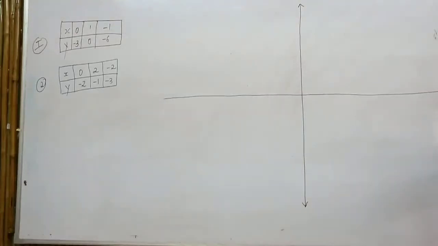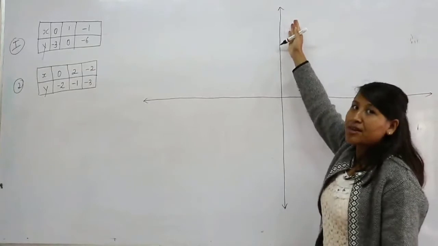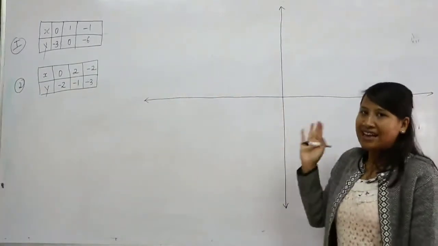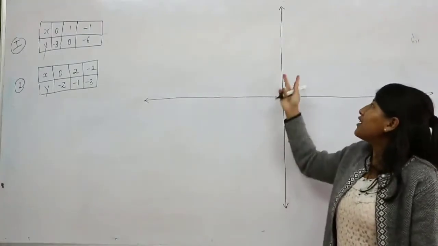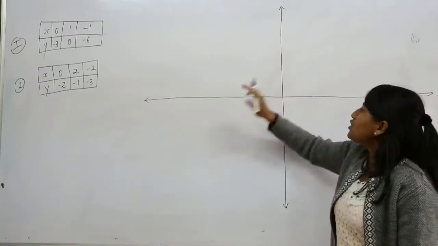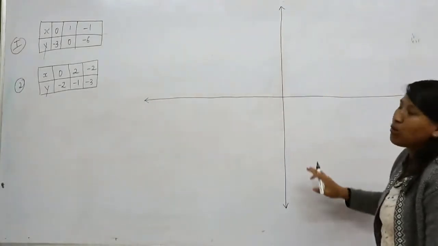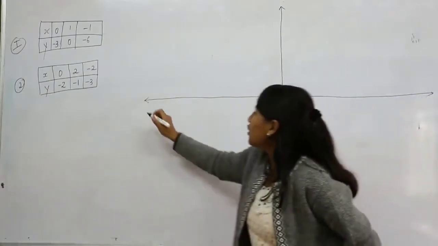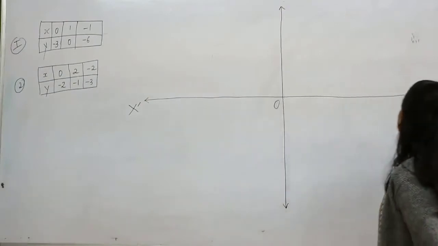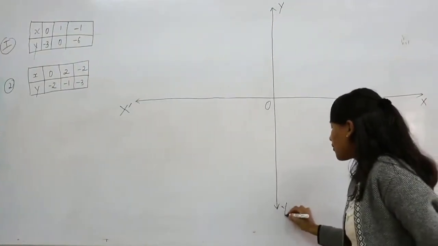You draw this right at the middle of the graph paper. This one also. Not exactly in the middle, but it should be somehow at the middle. This one we call the x-axis, and this one we call the y-axis. So x prime, O, X, and then we have Y, O, Y prime.